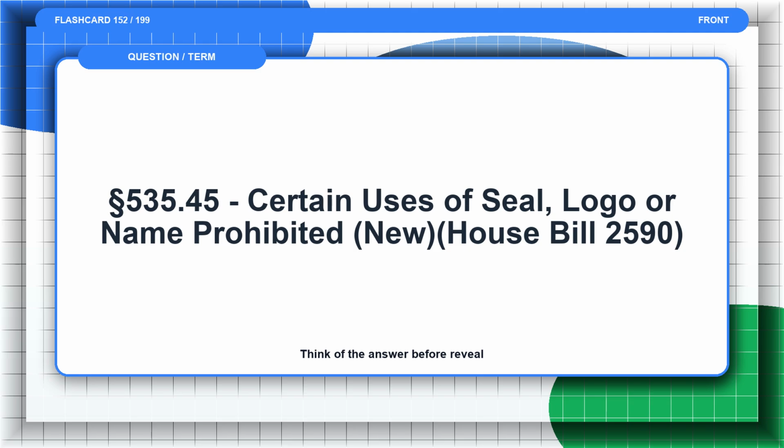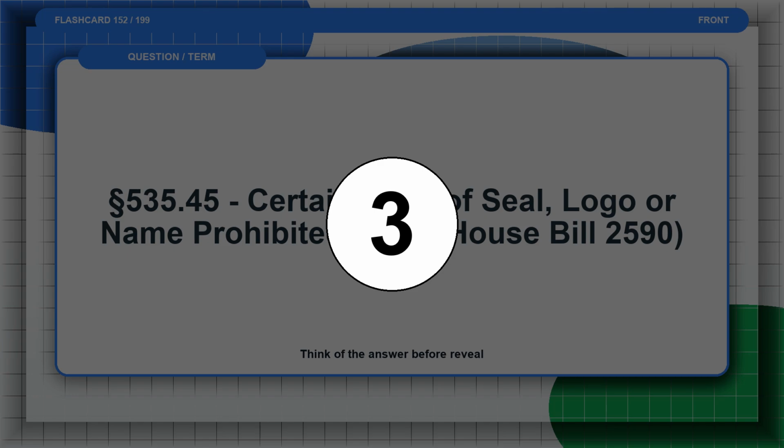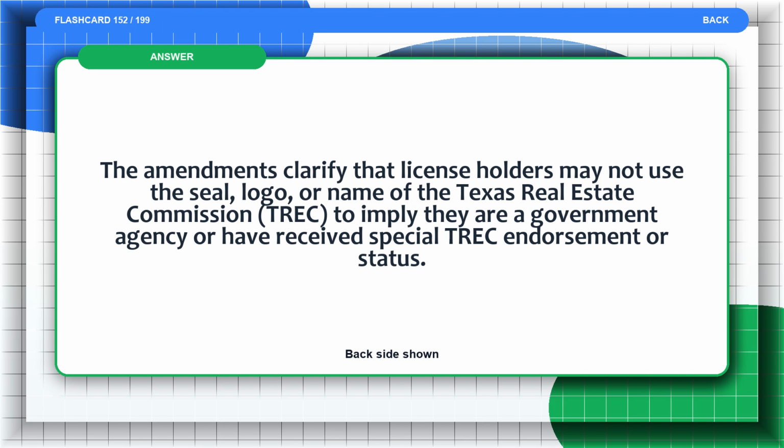Flashcard 152. Section 535.45 Certain uses of seal, logo, or name prohibited. New House Bill 2590. Pause and think of the answer before the reveal. The answer is, the amendments clarify that license holders may not use the seal, logo, or name of the Texas Real Estate Commission, TREC, to imply they are a government agency or have received special TREC endorsement or status.